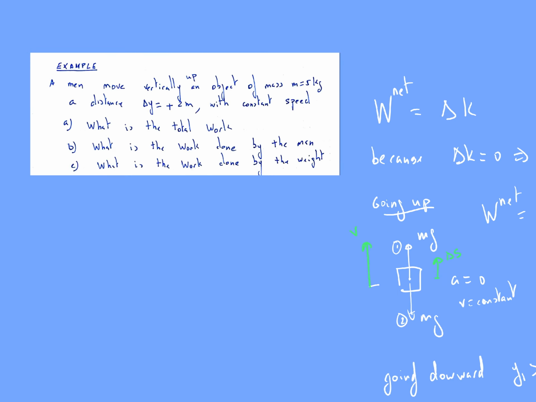Now let's solve this problem from my notes. A man moved vertically up an object of mass 5 kilograms a distance delta y of plus 2 meters. So he's moving up, delta y is plus 2 meters, with constant speed. Constant speed means that the magnitude of the velocity is constant. So if the magnitude of the velocity is constant, the acceleration is 0. So the problem is like this. He moved an object with constant velocity v, and of course he moved it a distance delta y equal to 2 meters.